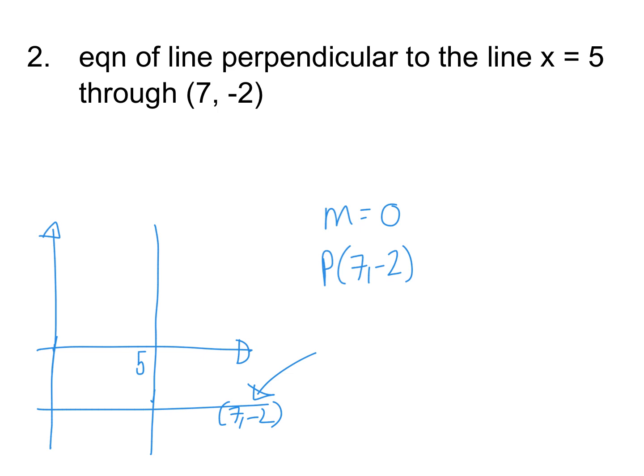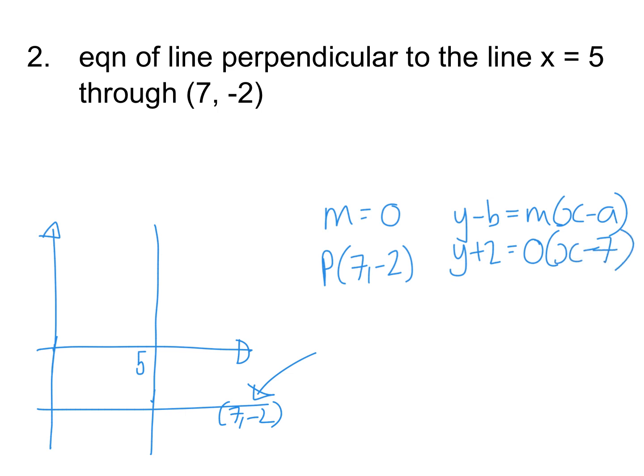But you can still go to your line formula and plug in, and it will give you that answer out naturally. So we'll do y plus 2 equals a gradient of 0, bracket x minus 7. So that whole right-hand side becomes 0. Take the 2 over, you get y equals -2. You don't have to go straight to the answer if you're not too sure and just want to double check. You can always just plug in as normal your gradient of 0 and your coordinate.